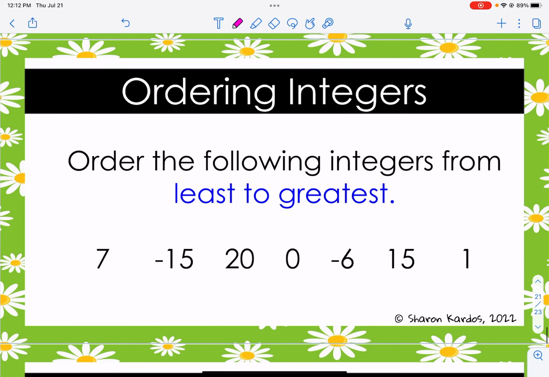Pause the video for a second. Order these numbers from least to greatest. So start with the smallest number you see and put them in order. Smallest to biggest, least to greatest. Come back when you have that completed.